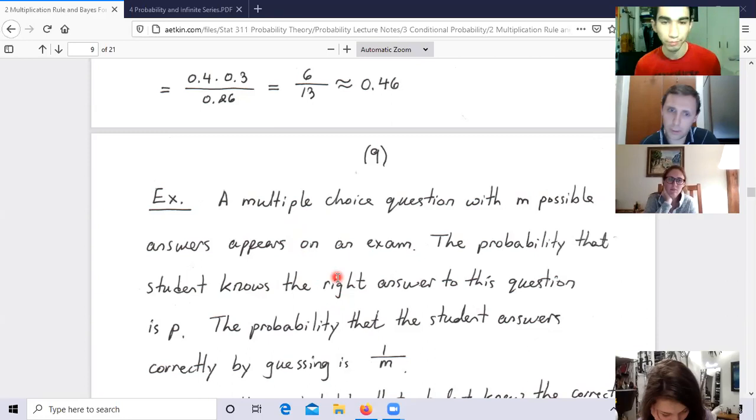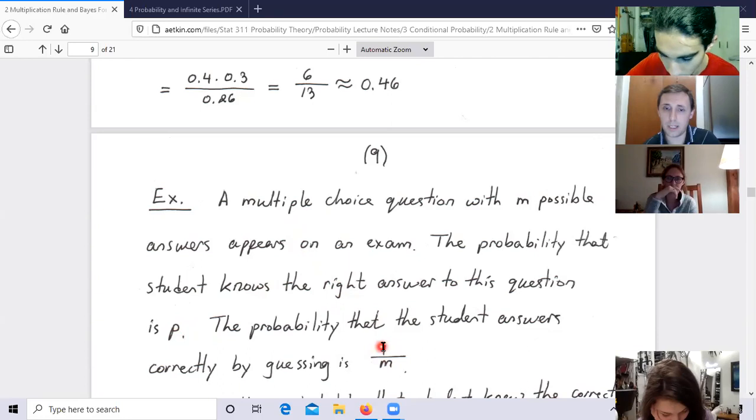So we have a multiple choice question, and let's say we ask this question, maybe without the multiple choices, who knows, right? We asked about it from a certain population, and we estimate that a student in this class will know the answer with probability P, and there are M possible answers. What's the probability that the student knows the answer if the question was answered correctly? We're assuming, of course, that otherwise there was guessing, and the probability of picking the right answer is 1 over M. Good?